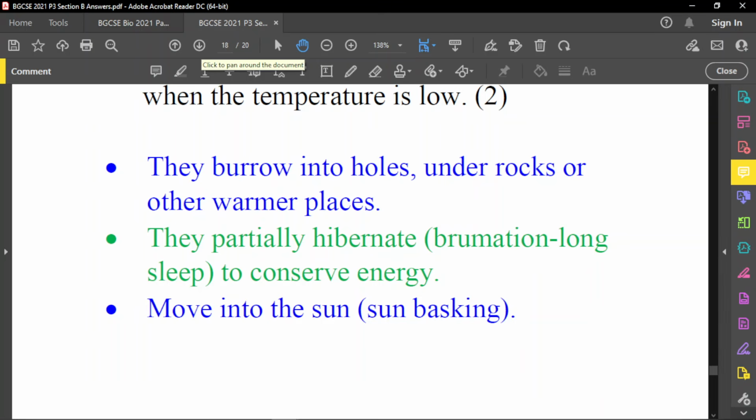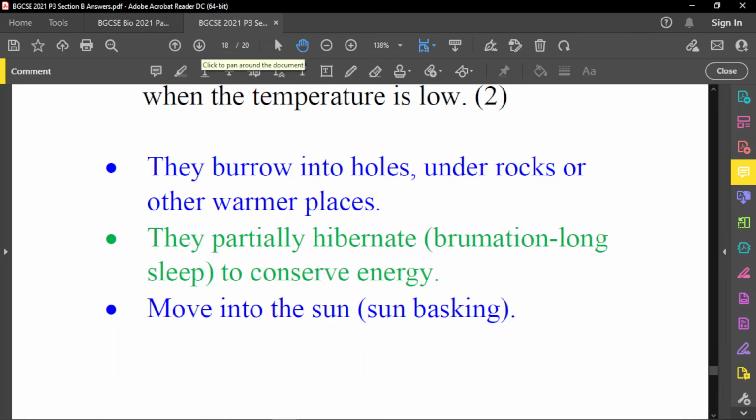So instead of using energy to do all of these processes, they conserve that energy to keep their body temperature itself warm. Another thing is that they move into the sun sometimes, so they may bathe in the sun. They call it sunbathing or sun basking. All right. So yes, they do that.